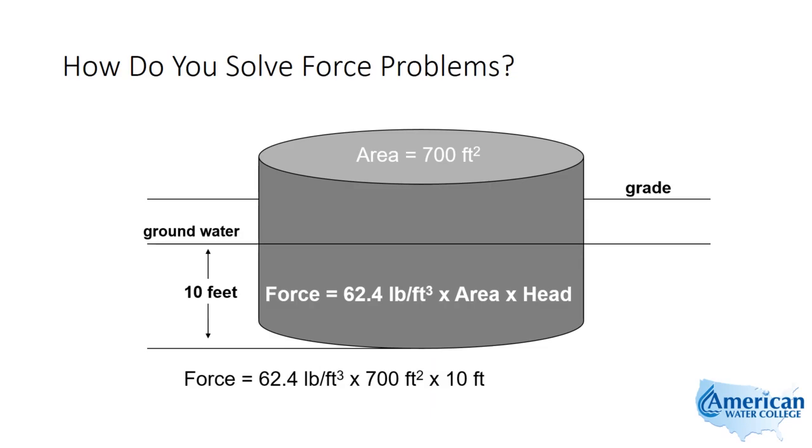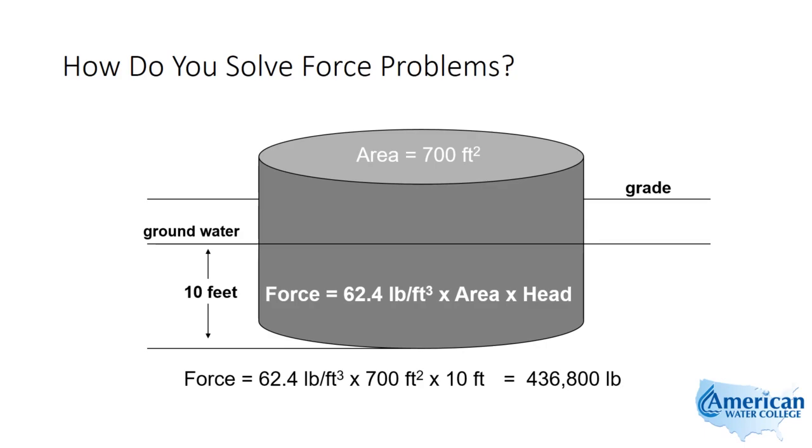So in this case, we'll take 62.4, multiply it by the 700 square feet of surface area times the 10 feet of head, and we can see that there's 436,800 pounds force being exerted on the bottom of this tank.